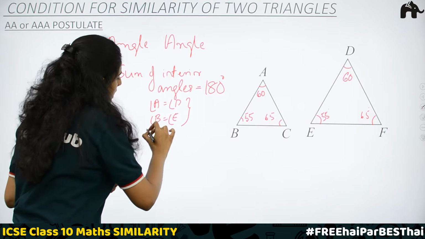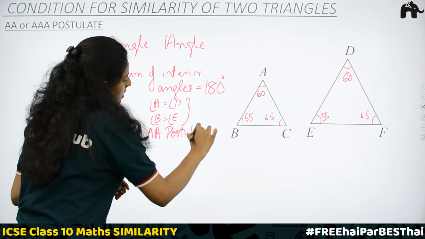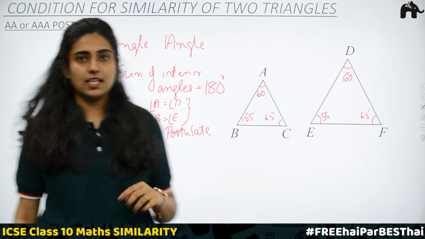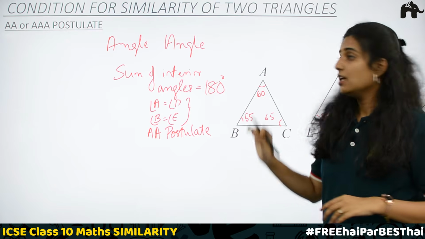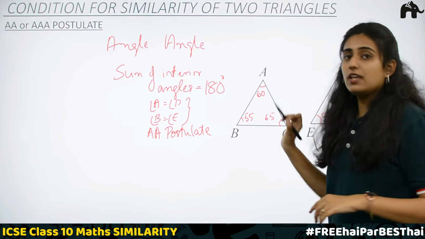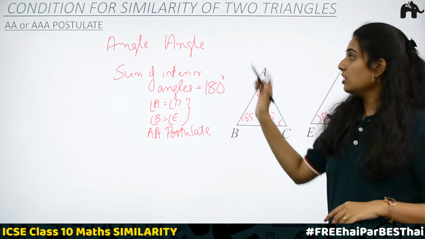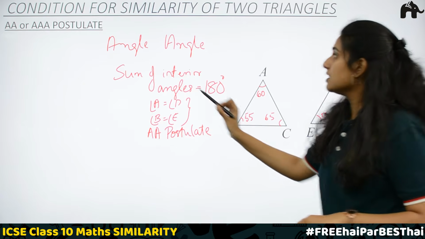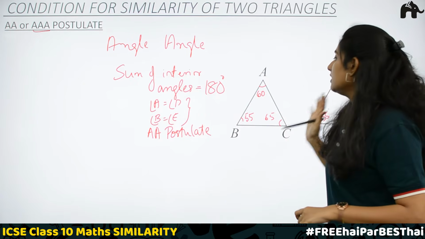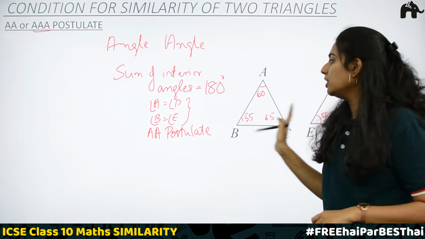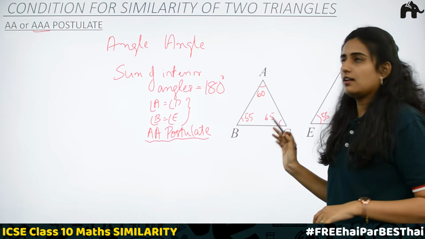So, if two angles are equal, then using the AA postulate, we can say that these two triangles are similar. Here we are not considering any sides. We don't need the length of any sides, just two angles. If two angles are equal, then using the AA postulate, we don't consider it as AAA because if two angles are equal, then the third will surely be equal. So we don't need to consider it. So using the AA postulate, we can say that these two triangles are similar.